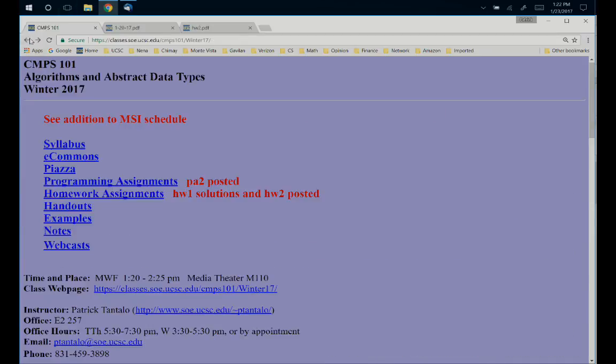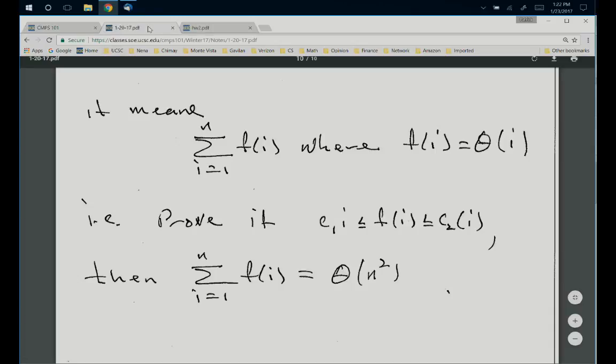So where did we leave off last time? We left off, we're in the middle of the handout on asymptotic growth rates. So let's pick up, the last thing I did, I think, was I gave you an exercise. So let's begin at the next definition.